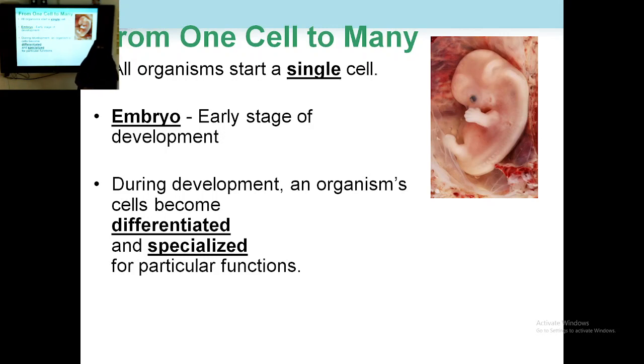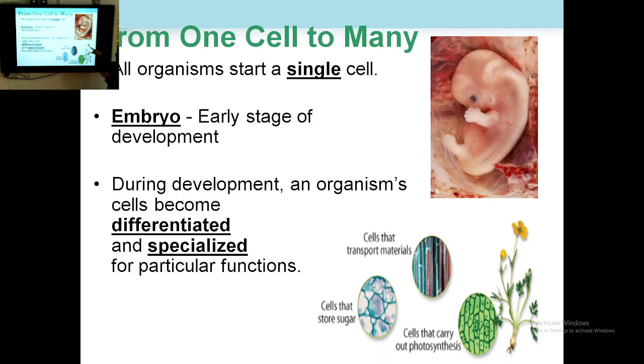Not all of the cells have the same function. Not all of the cells have the same structure. Not all of the cells have the same organelles inside. So we have to know that different cells have different structures and different functions. Each cell has a specific function in a specific location. So during development, specialization and differentiation will happen to the cells.